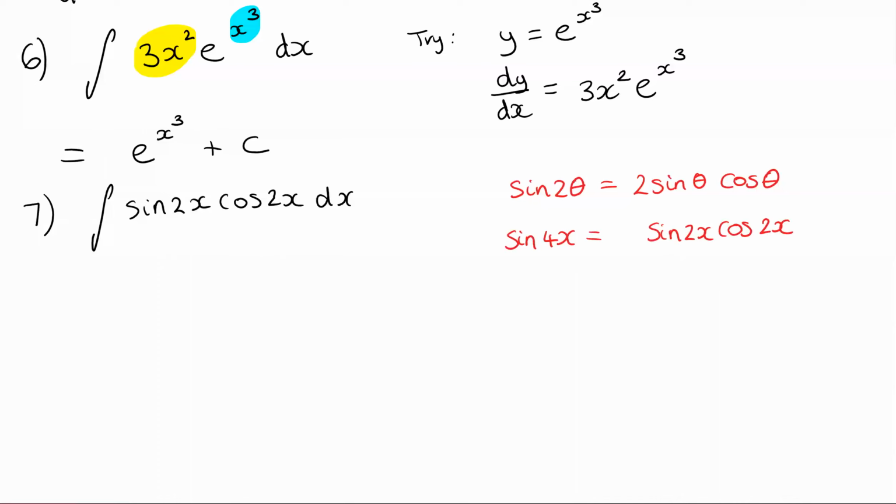Now, also another difference is we have 2 sine cos x, but what we're actually trying to integrate doesn't have the 2. So if it's just sine 2x cos 2x, it's going to be a half sine 4x. If it was just sine 4x, it would be 2 sine 2x cos 2x, but we don't have a 2 there, so it's just half sine 4x. So that is what we are integrating.